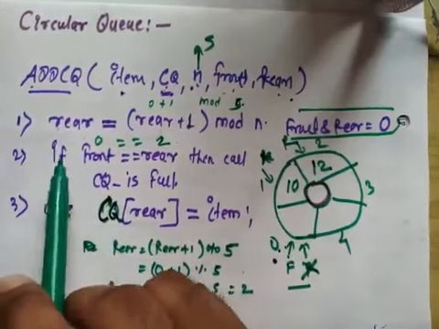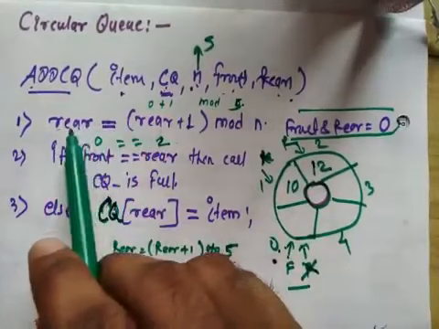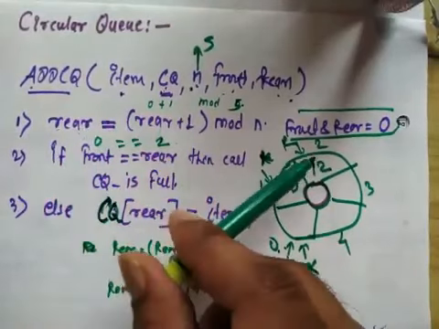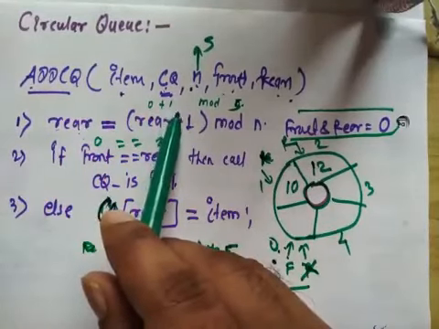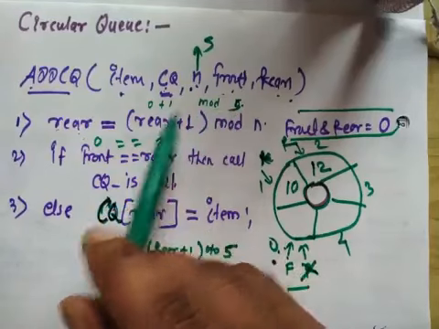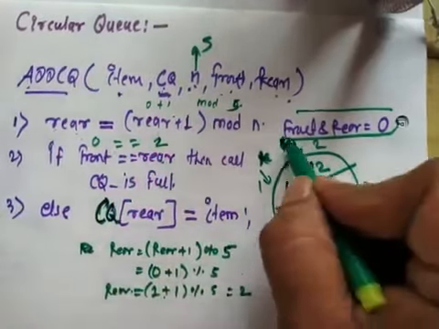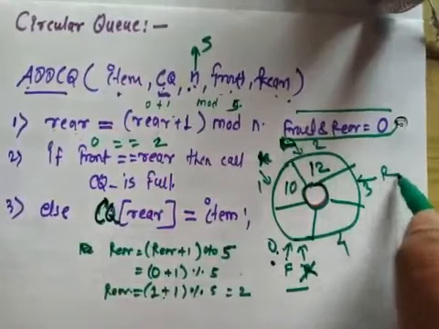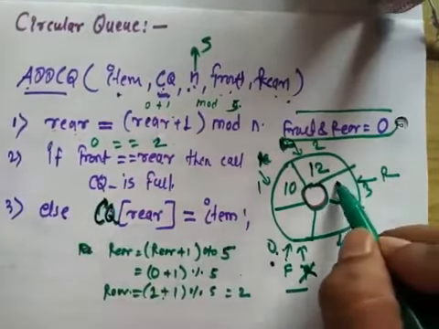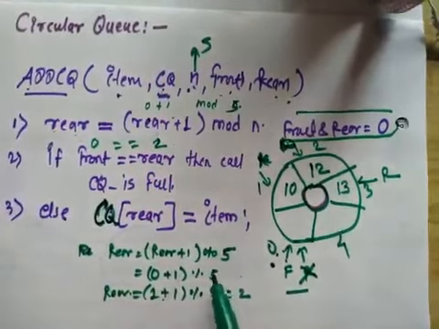Okay, so if front is 0, what is the rear value now? Rear value is 2. 2 plus 1, that is 3 mod 5. So rear is equal to 3. Now rear is going to point at index 3, and at that position you are going to insert an element.